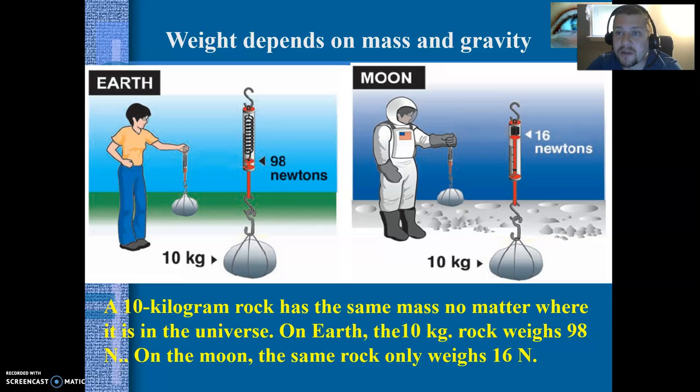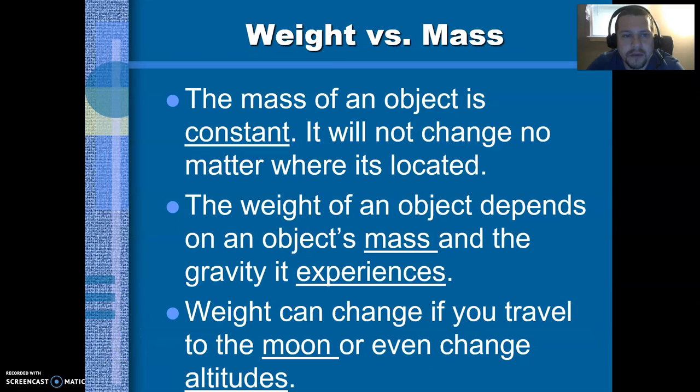Things will weigh less there. So even this woman here, who might have a mass of 60 kilograms-ish, should be around 700 newtons on Earth. On the moon, might only be around 100 newtons or so. So you will be much, much lighter on the moon.